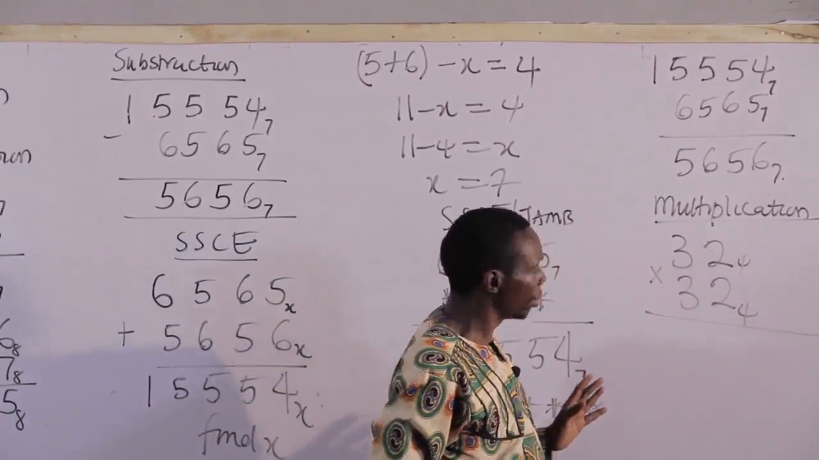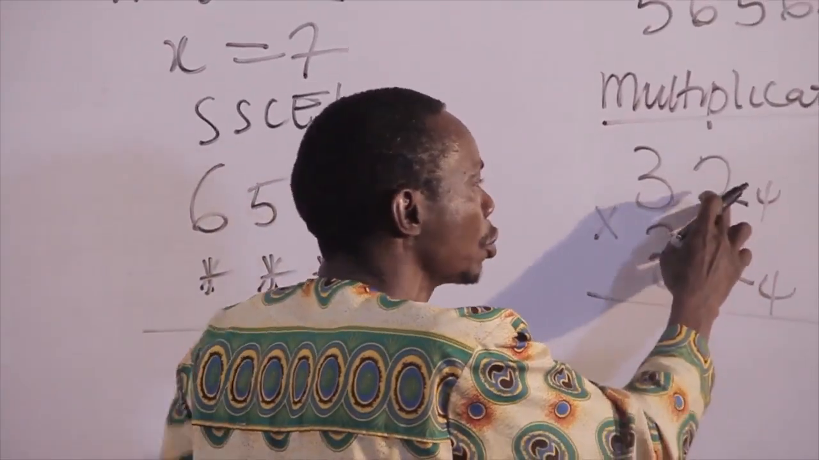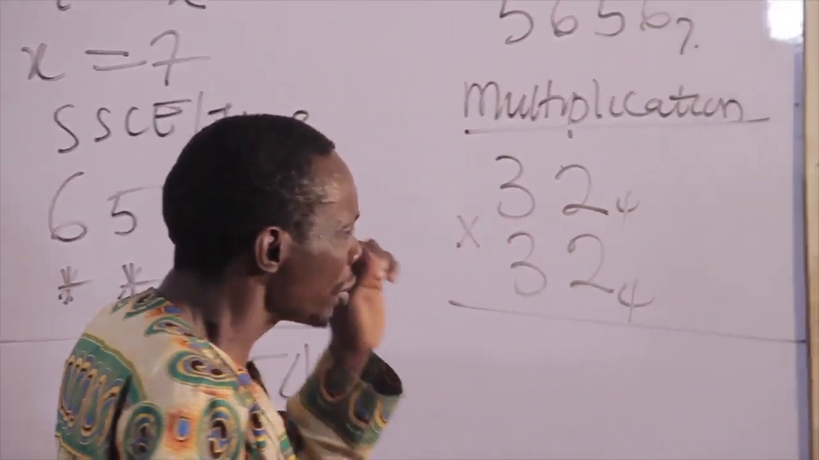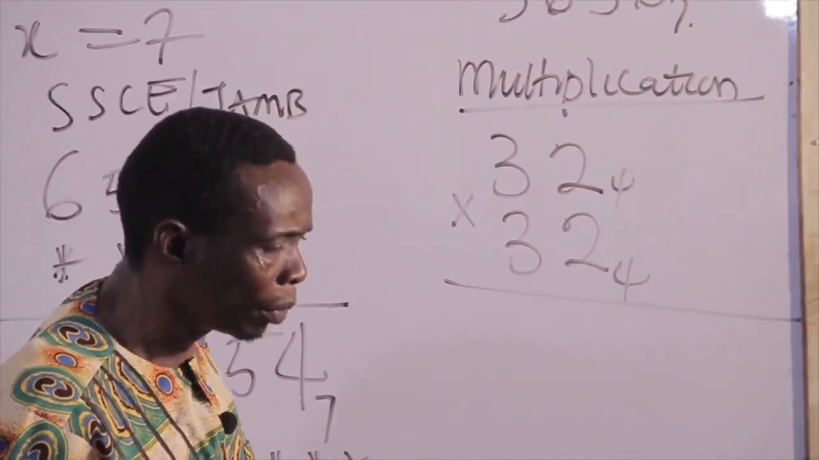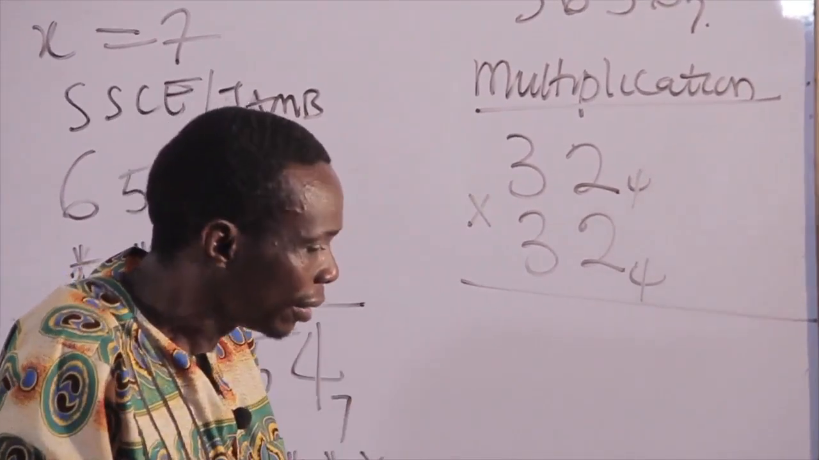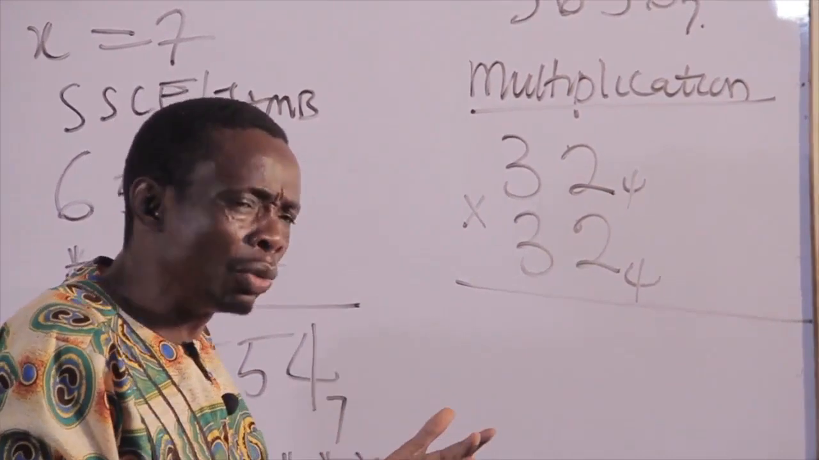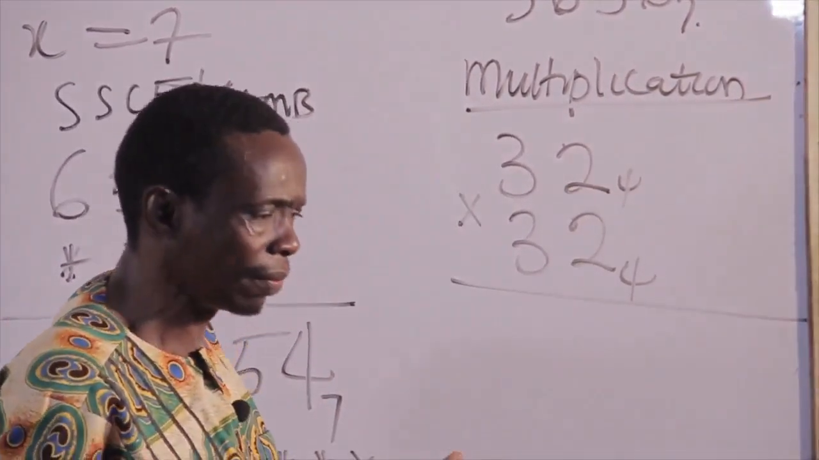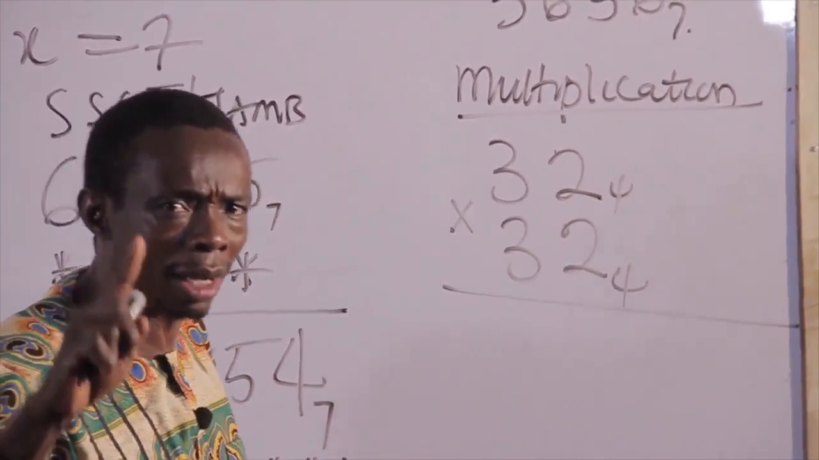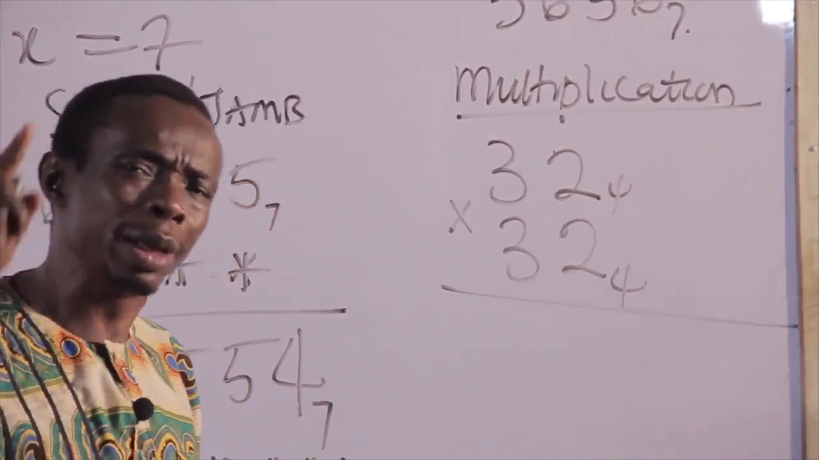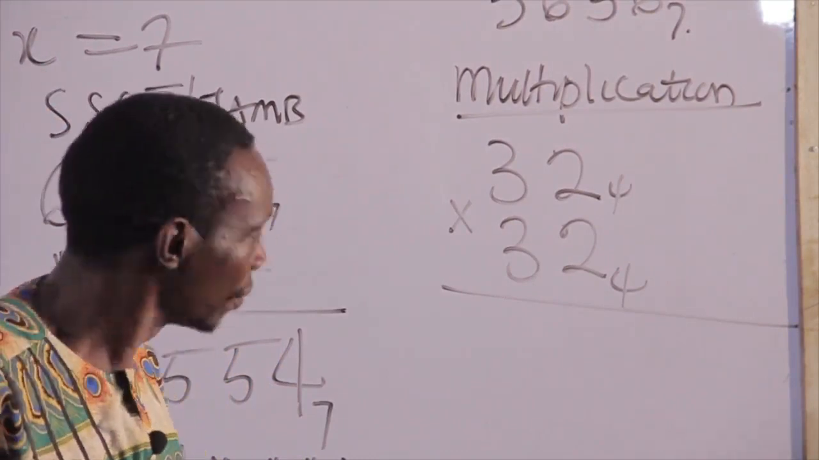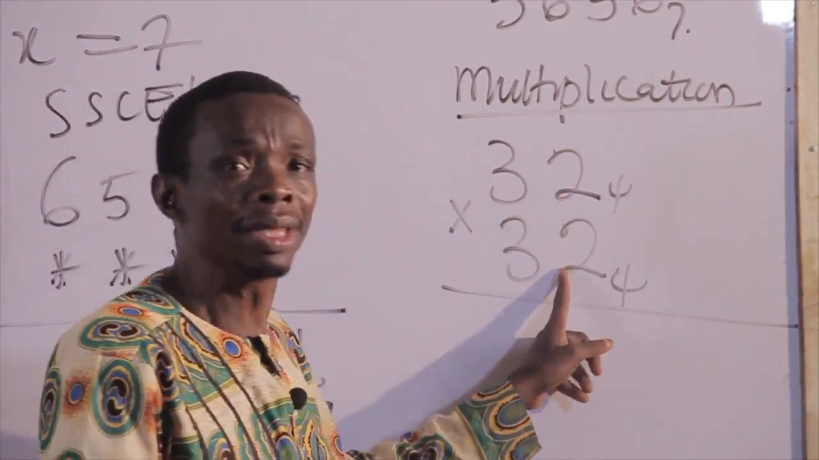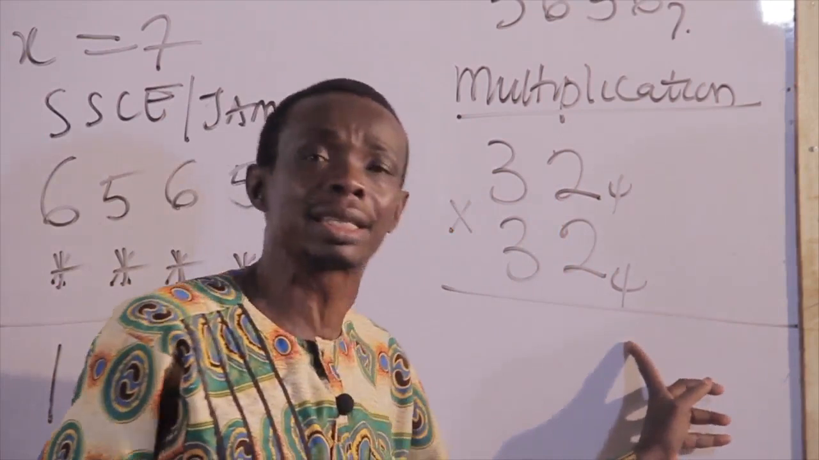I will start with 2 times 2, 4. Because I am dealing with base 4, I can't write 4. The maximum number I can write is 3. Don't forget, if I'm dealing with base 5, the maximum number I can write is 4, a number before that base. If I'm dealing with base 7, the maximum number I can write is 6. If I'm dealing with base 8, the maximum number I can write is 7. Because I'm dealing with base 4, the maximum number that can appear here is 3.